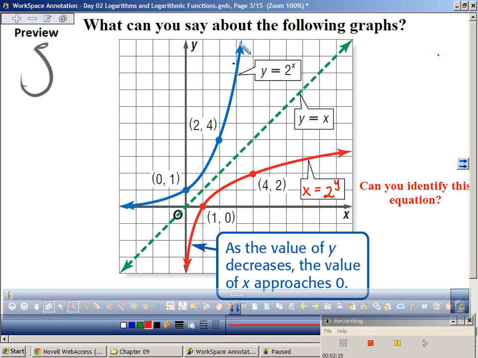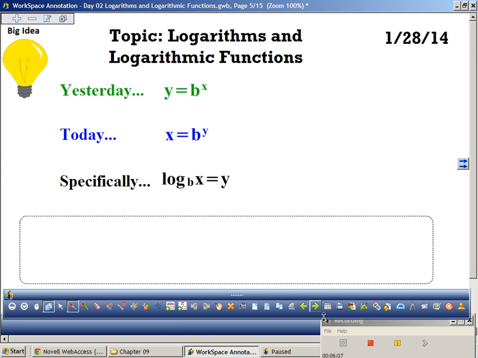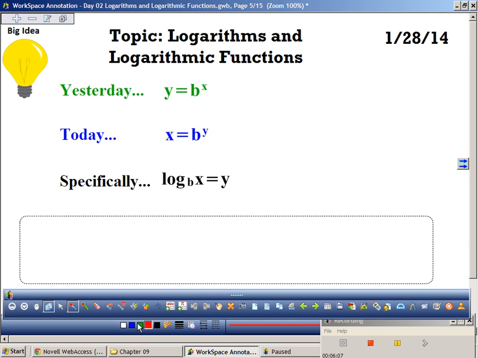Okay, so this is what I want to say about this. This is what we learned yesterday, right? This is an exponential function. This is its inverse. In order to find the algebraic equation for it, you switch the x and the y. Everybody with me so far? Okay. I will be able to evaluate logarithmic expressions is what we're doing today. That's a big word. I have to keep making sure I spell it correctly too. Okay. So yesterday I did y equals b to the x. Correct? Looked like this.